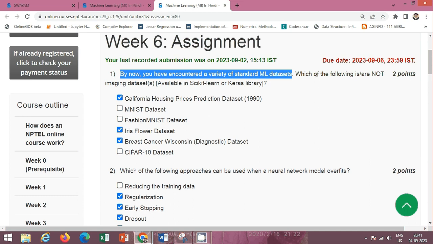Which of the following is or are not imaging datasets available in the scikit-learn or Keras library? So the correct options are: the California housing price prediction dataset, the iris flower dataset, and the breast cancer Wisconsin dataset. These are not imaging datasets. So the correct option is A, D, and E.